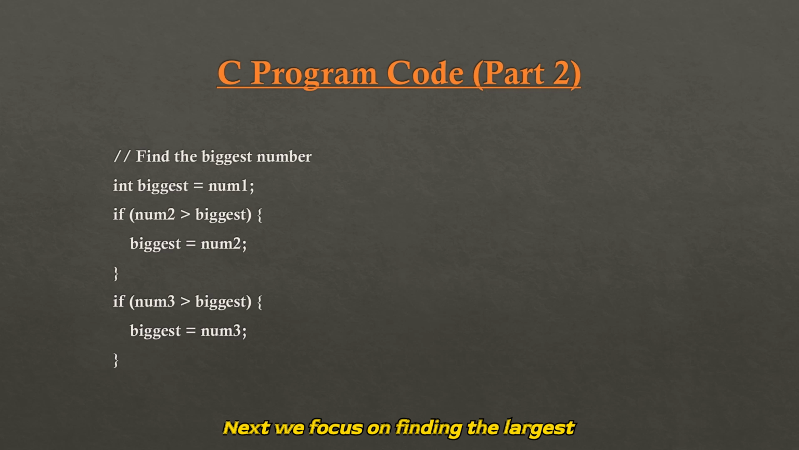Next, we focus on finding the largest number. We initialize a variable biggest and assume num1 to be the largest number. However, we then compare num1 with num2 and num3 using conditional statements. If num2 is greater than biggest, we update biggest to num2. Similarly, if num3 is greater than the current biggest, we update it again. This way, we ensure that biggest will always contain the largest of the three numbers at the end of the comparison.